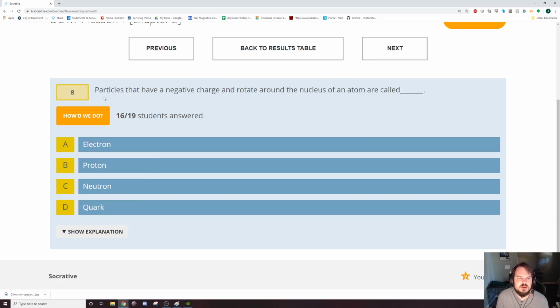Covered that. Particles that have a negative charge and rotate around the nucleus of an atom are called electrons. Already talked about that pretty thoroughly.